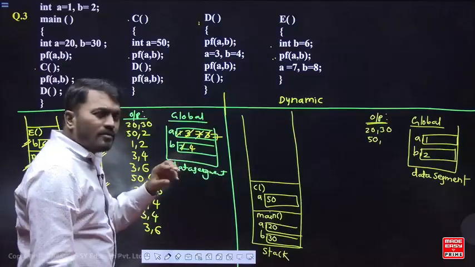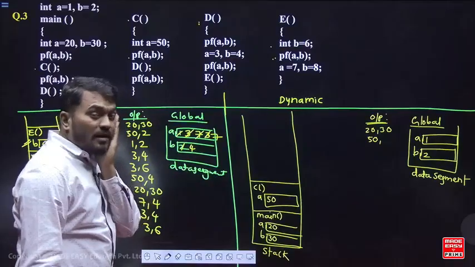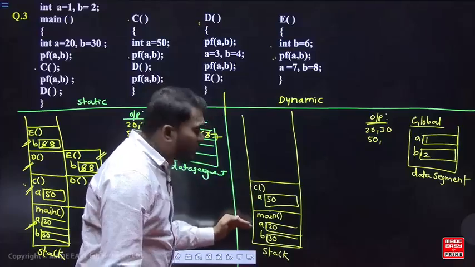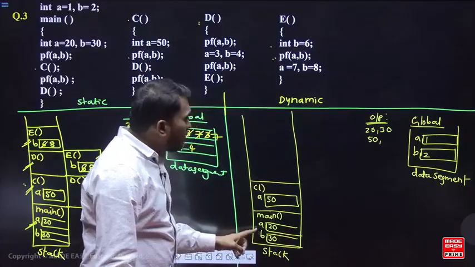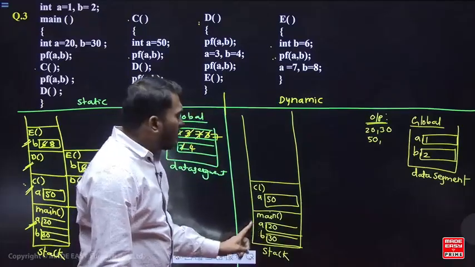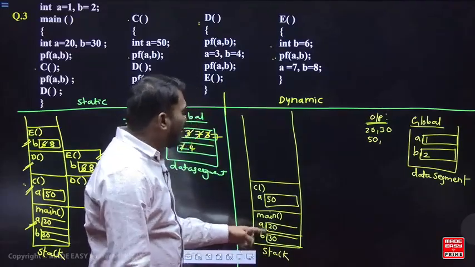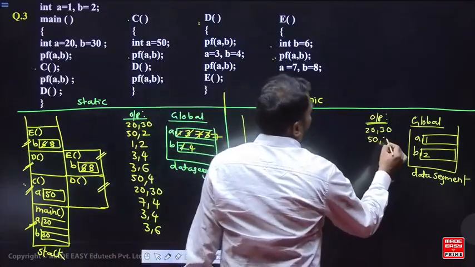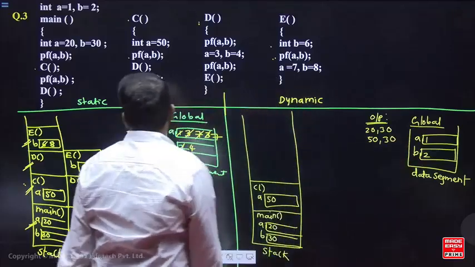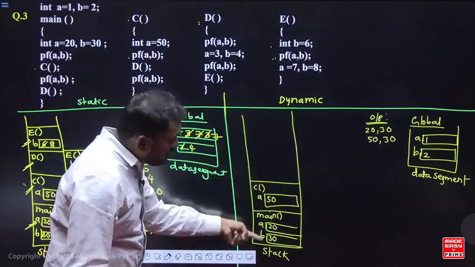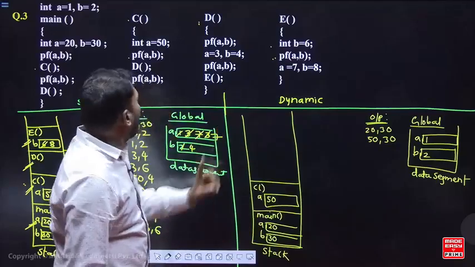So for a free variable, it is dynamic scoping. From where do you take it? The previous calling function. Who called the function C? Main. In the main, what is the B value? B is available, the box is there. So the B value is 30. Is this clear for everyone? In dynamic scoping, you have to take from the previous calling function. So B value is 30.